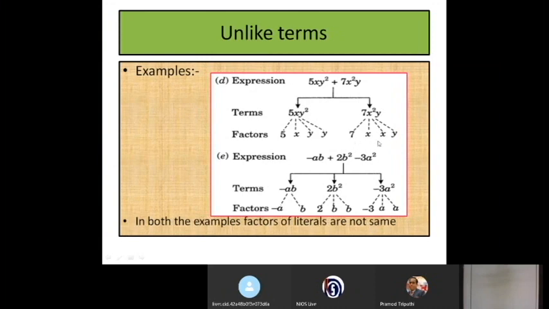Since the literal factors are different, because in the first term x has come one time, but in the second term x has come two times, the literal factors are different. So these are the two unlike terms.